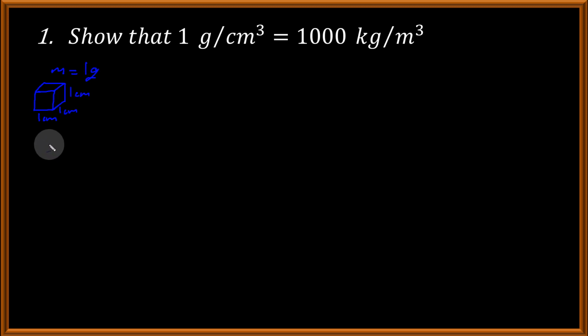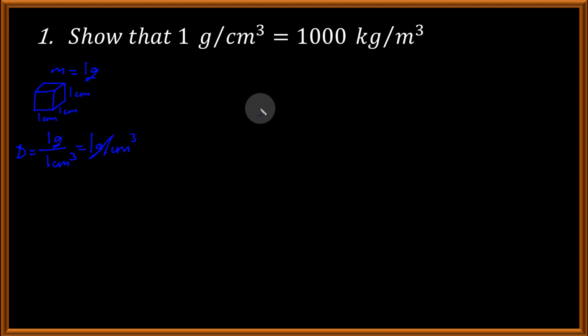And therefore, the density will be the mass, which is 1 gram, divided by the volume of 1 centimeter cubed, and we get 1 gram per centimeter cubed. That would be the density of that material.